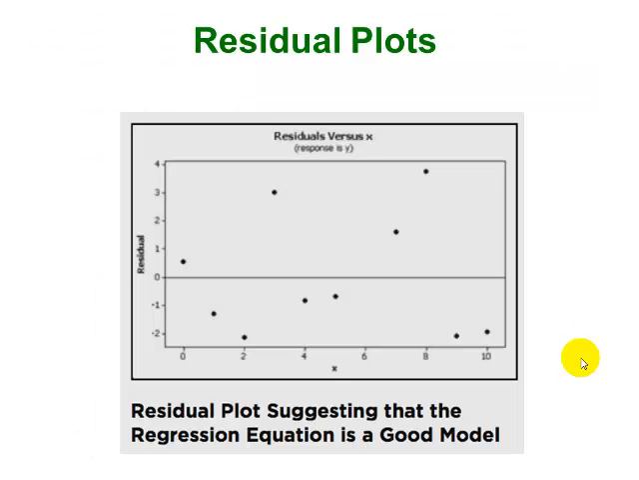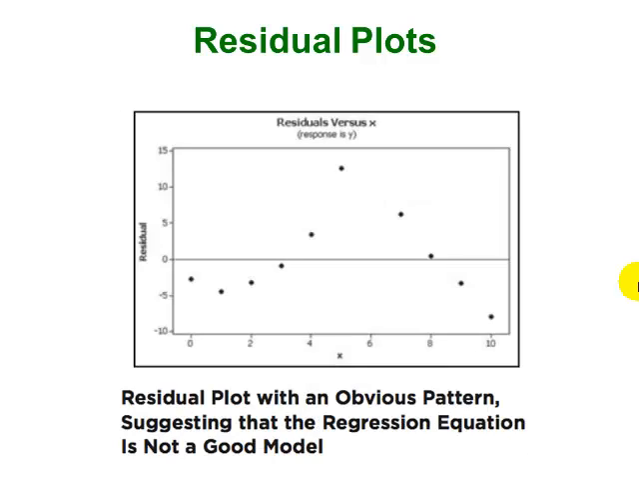Okay, here's some examples of residual plots that either do or don't represent a good model. So in this one, again, we're looking for patterns in these. If we have a pattern in the residual plot, that's a bad thing. So this one really doesn't show any kind of pattern that suggests that the regression equation is a good model. In this one, we can see a pattern. So that would tell us that the regression equation is probably not a good model.